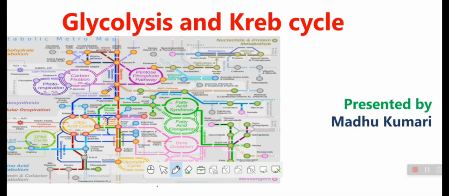See, this is carbon fixation, this is the pentose phosphate pathway, fatty acid synthesis, fatty acid elongation, beta oxidation, citric acid cycle. This is glycolysis, and the opposite of glycolysis is gluconeogenesis. Pyruvate, the product of glycolysis, is connected with the citric acid cycle with the help of acetyl coenzyme A. And with the citric acid cycle, the urea cycle is connected, right?